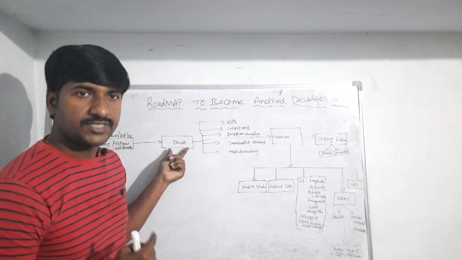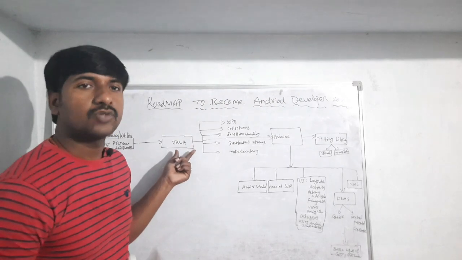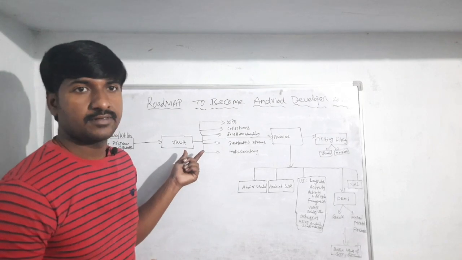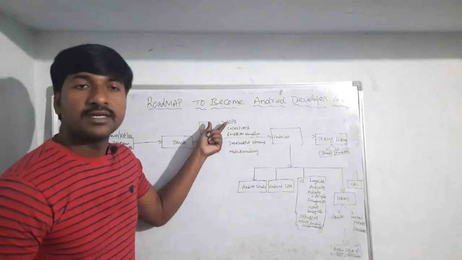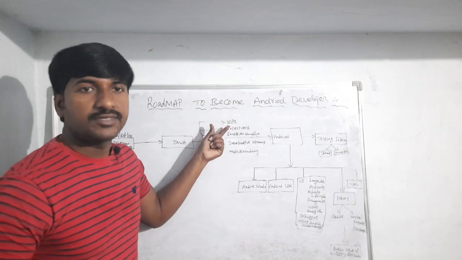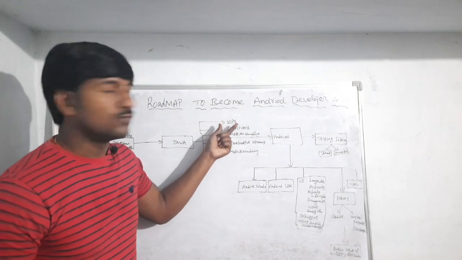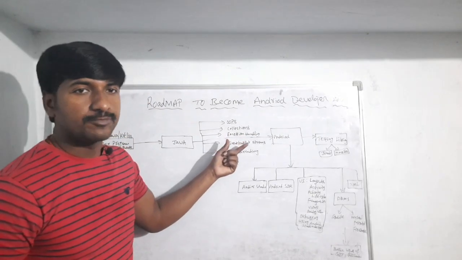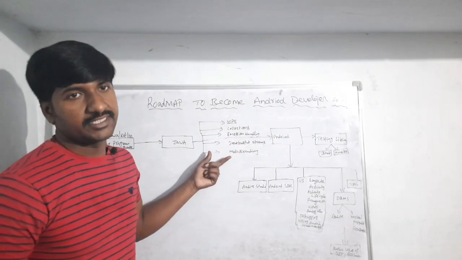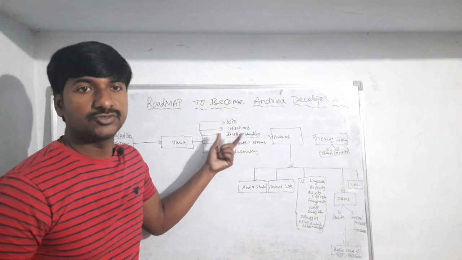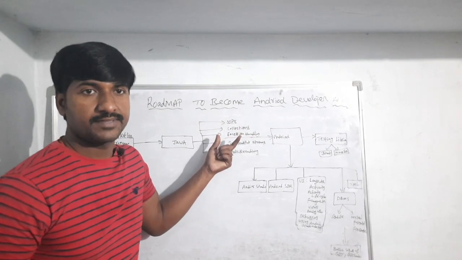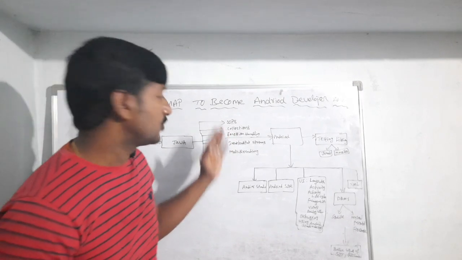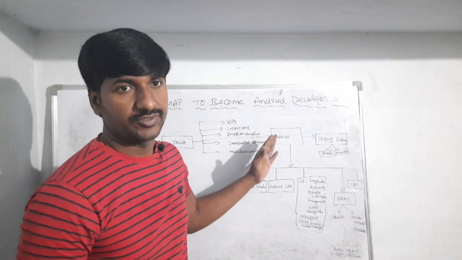Once you choose the Java programming language, what are the main topics you have to prepare to develop Android apps? First, you must be strong in the fundamentals of Java. Then you have to learn OOPS concepts, collections, exception handling, input and output streams, and Java multithreading. These are the regularly used topics to develop Android apps. After you are comfortable with Java, you can move to the Android tutorial.